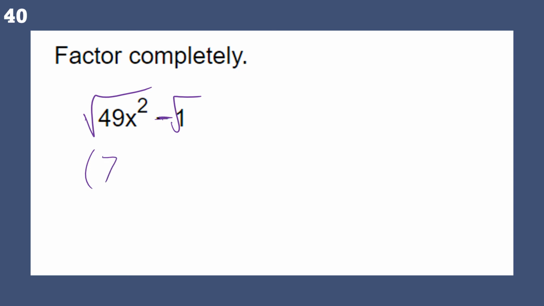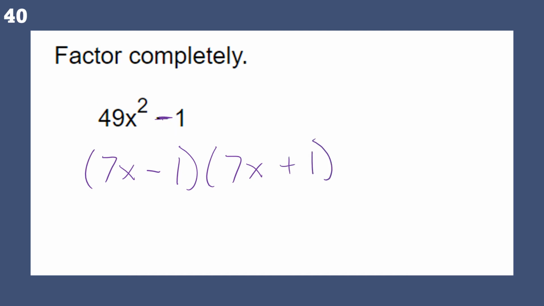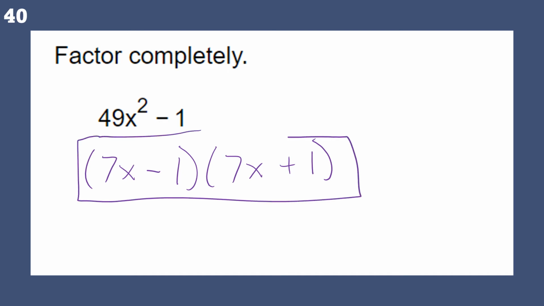This is a special pattern. It's the square root of the first one minus the square root of the second one, and then we do the same thing, except this time we put a plus in the middle. The reason this works is that if we multiplied this back out, the middle parts would cancel out. We get positive 7x and negative 7x. That's why when we're done, we get just two things instead of a normal trinomial.